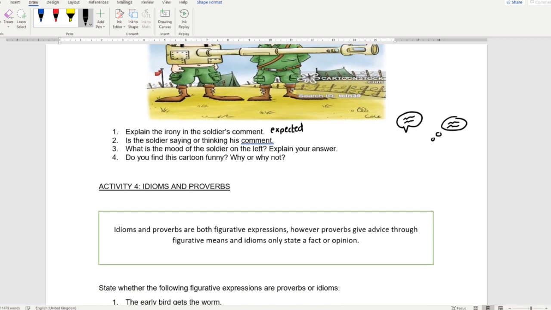4. Do you think this cartoon is funny? Why or why not? If you said yes, they make use of the pun. Yes, I find it funny. You have to explain why you find it funny. Don't just say it is funny. If not, you'll have to explain why not.